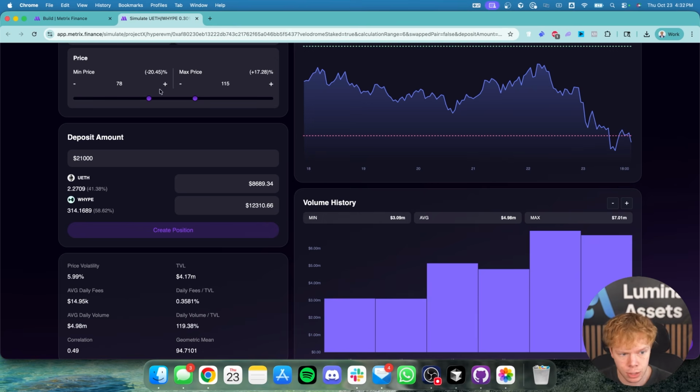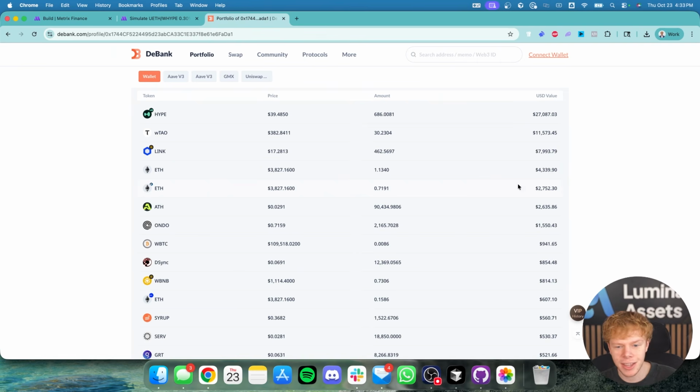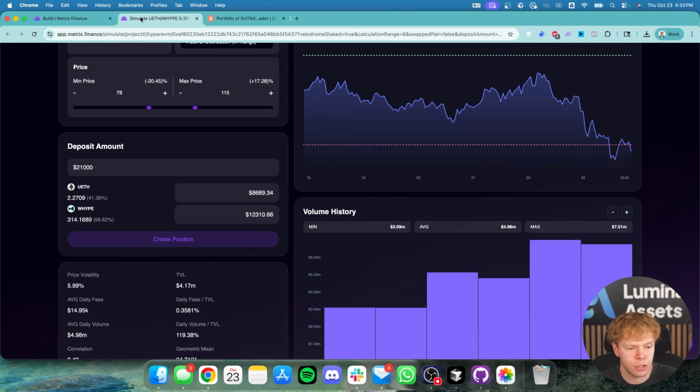Now, another thing that we can do is bring in more capital, so that way we don't have to swap as much Hype, or maybe even any for that matter. Instead, we can ultimately just bring in ETH. Now you can see that I actually have some extra ETH in my wallet, about $2,700. So I'm going to bring in an extra $2,000 to total that to $23,000.